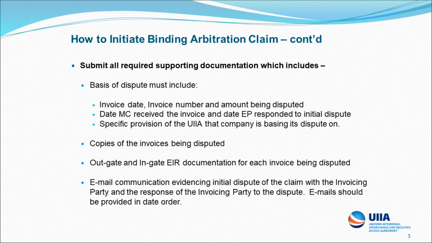Copies of the invoices that you're disputing should be included as well as any outgate or ingate EIR documentation for each of the invoices that you're disputing. And then finally, any email communication that you have that shows where you initially disputed the charges and when the equipment provider responded to your dispute. That all should be included with your case documentation when you submit the claim for binding arbitration.